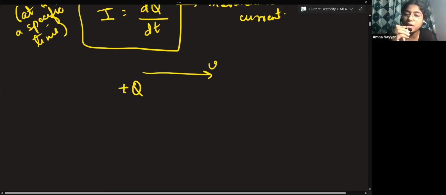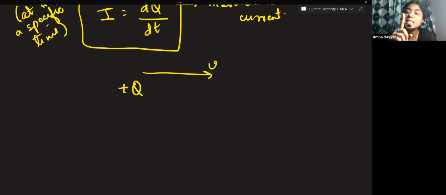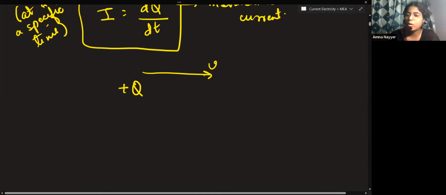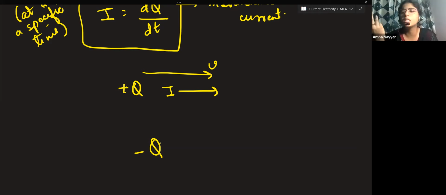If it's a positive charge, then the direction of current is the same as the direction of velocity. Basically, in whichever direction the positive charge is moving, current will be flowing in the same manner. If this is the flow of charge, then the current's direction will also be like this. But had it been a negative charge, which includes what? Your electrons. Your positive charges include your protons. You're just taking an example; a negative charge can be anything. Minus 4 coulomb is also a negative charge. So any negative charge is valid.